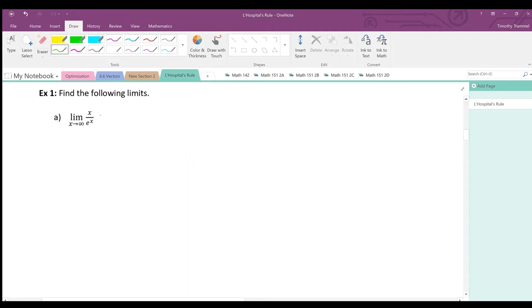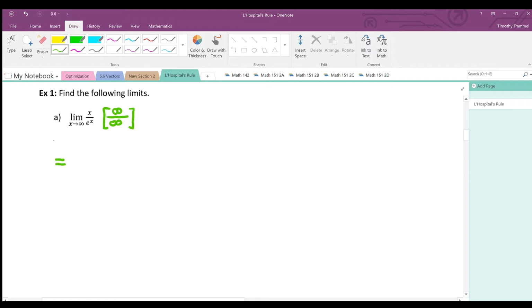We are on to our first example here. And so you can see that this limit here does take one of those forms above. If you were to take the limit of the numerator, that would be approaching infinity. And same thing for the denominator. And so what this means is that we can use L'Hopital's rule.